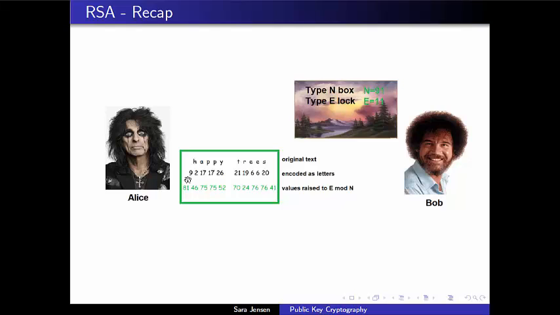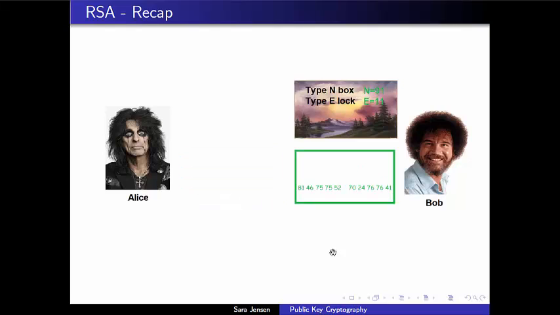Or 9 raised to the 11th power is 81 when we mod it by 91, and so on and so forth down the line right here. And this last line right here is all that's going to be sent very publicly to Bob.